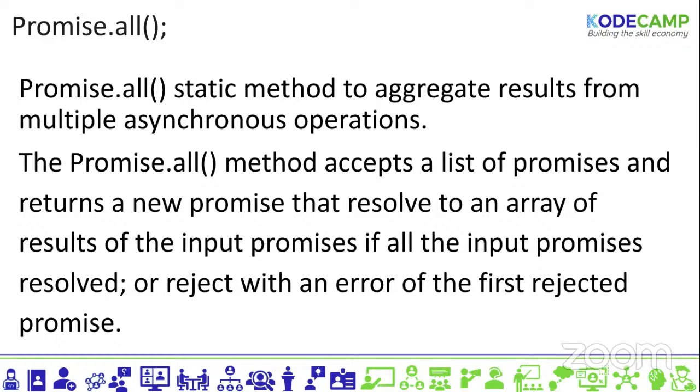Like if you're running 5 promises and maybe the third promise rejects before the others finish running, then you will get that reject error, but it will not return the results for the other promises that passed. So if you want to get a result from promise.all, all the promises you pass into it have to run successfully.